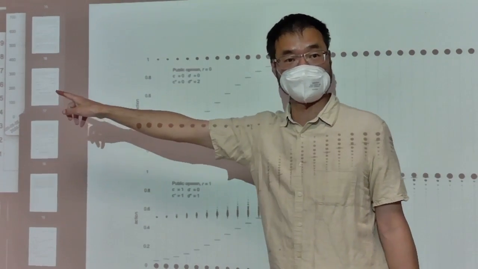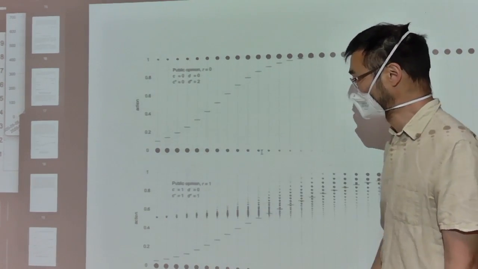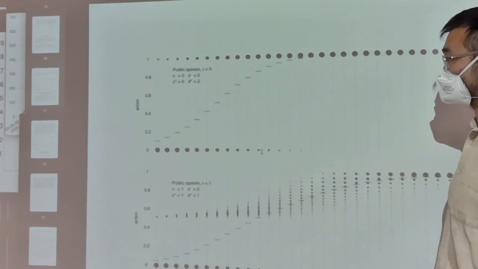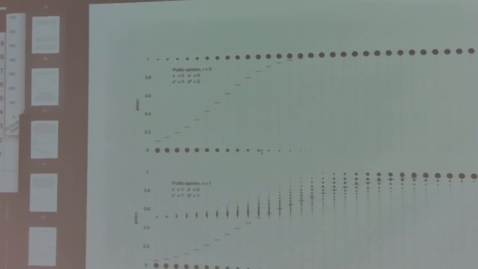There's no interaction, there's no game theory at all. It's just you learn about it, and then once you learn about it, you just act on it. This little line is supposed to be the mean action. The mean action just goes up. Okay, all right. Now what about R equals 1?